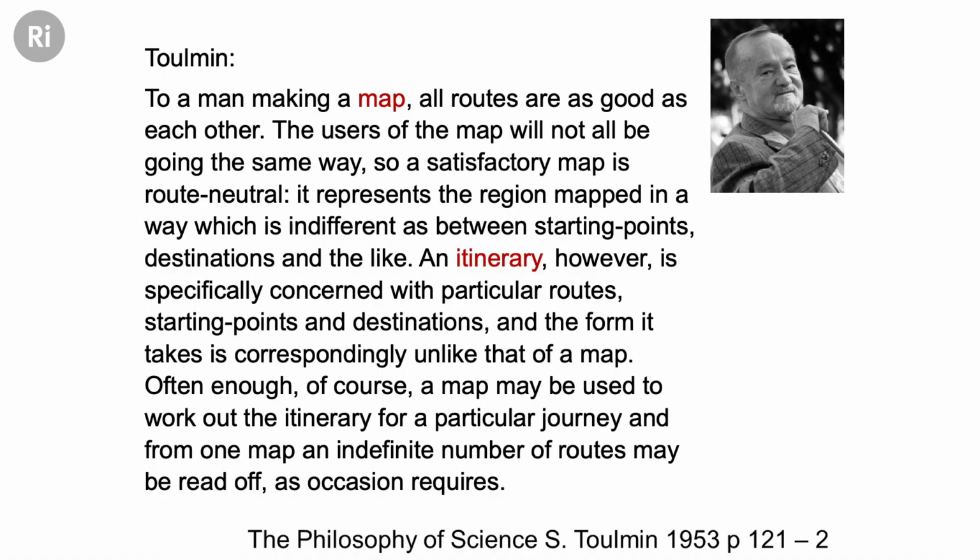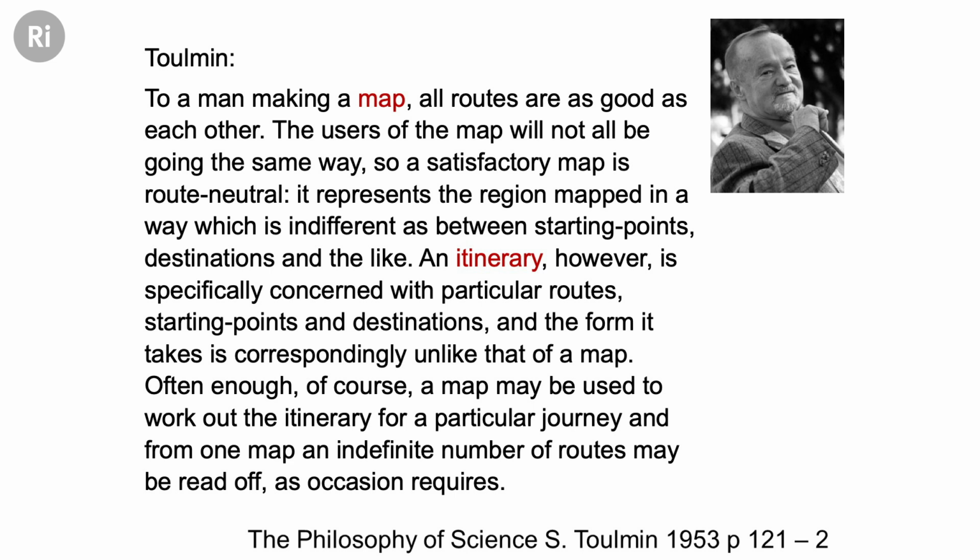And what he set out was what really are the differences between the maps and routes and how they interact with each other. And he said, for example, to a man making a map, all routes are as good as each other. So if you want a route, you really want to know where you're going and what the endpoint is. But if you have a map, you can generate, as I already showed you, an infinite number of routes from it. The users of a map will not be all going the same way. So a satisfactory map is route neutral. So there must be a representation which represents the world in a way which doesn't presuppose how you're going to use the map and exactly how you're going to get from one place to another, or even which places you want to go between. An itinerary, or a route, however, is specifically concerned with particular routes, starting points, and destinations. And the form it takes is correspondingly unlike that of a map.